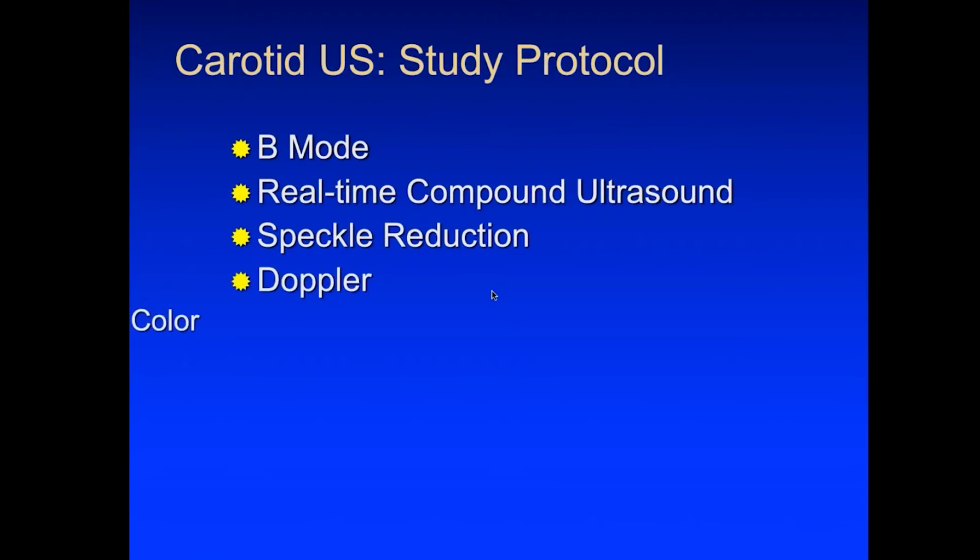Then we go to Doppler. We will use the color Doppler and the power Doppler, which is very important. You can obtain a very clear depiction of the flow and of the vessel with power Doppler. And then we go to the spectral analysis for the hemodynamic calculations.